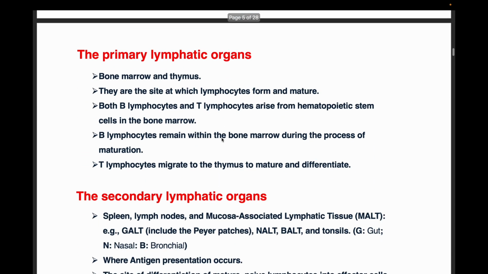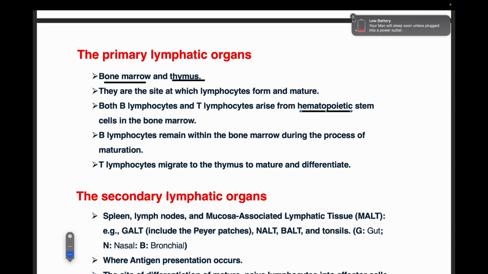Now we will find out. Primary lymphoid organs are two, bone marrow and the thymus. They are the source of naive lymphocytes, B cells and T cells. These are the sites where lymphocytes form and mature. Both B and T lymphocytes arise from the same source, which is the hematopoietic stem cell. Where is this hematopoietic stem cell found? It is found in the bone marrow.